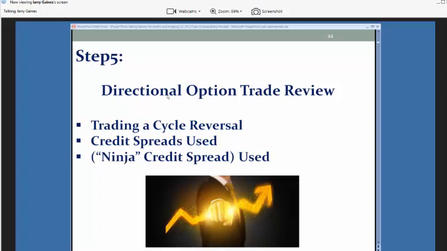So the next thing I want to show you is a directional option trade review. What I like to incorporate in a lot of these types of trades are what we call cycle reversals.